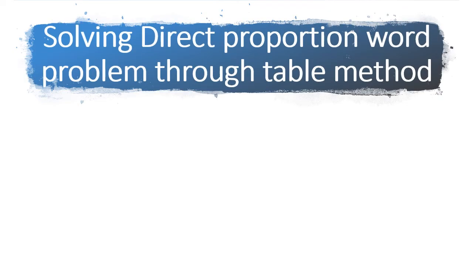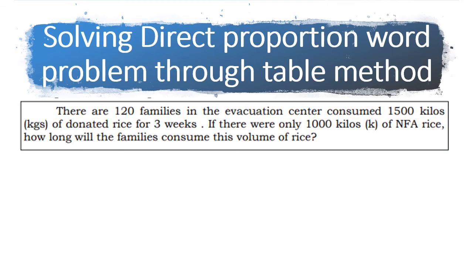Solving direct proportion word problem through table method. There are 120 families in the evacuation center who consumed 1,500 kilograms of donated rice for 3 weeks. If there were only 1,000 kilograms of NFA rice, how long will the families consume this volume of rice? Not all numbers that you see are part of the given facts. Like this one, 120 families are not included in the numbers that we will use.